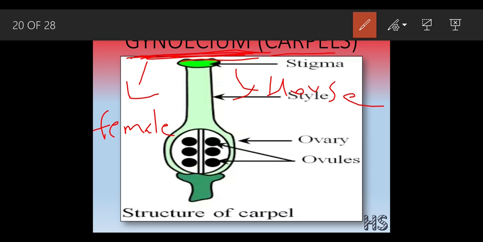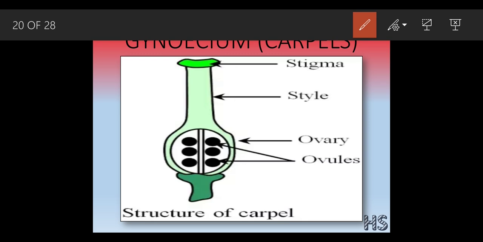Let's understand the structure of this carpel, this female part. What would a female structure consist of? It would consist of stigma, style, ovary and ovules. These are the four essential parts of the gynoecium. Let's discuss them in detail one by one.